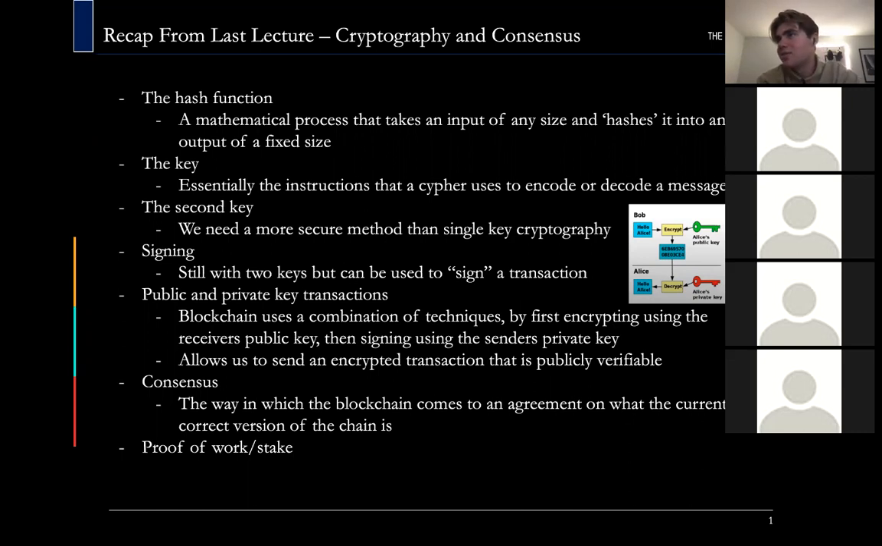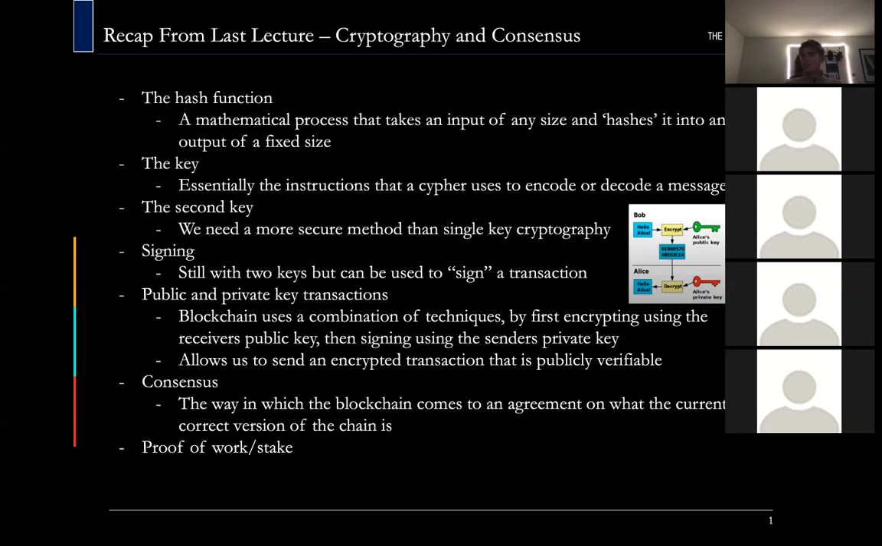The first thing that was covered was the hash function, which is a mathematical process that takes an input of any size and hashes it into an output of a fixed size. With blockchain specifically, that has to do with the math problems. If you look at Bitcoin, the solution to that is the hash function. Then the key, essentially the instructions that a cipher uses to encode or decode a message. To make it a little more authentic is the second key, since we need a more secure method than single key cryptography.